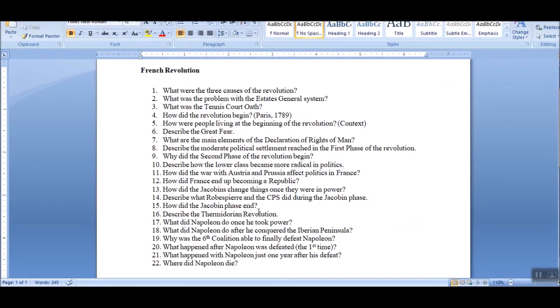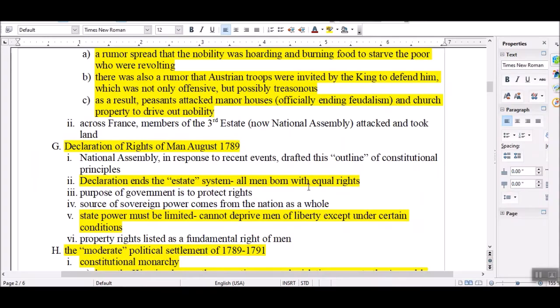The main elements of the Declaration of Rights of Man, you're really just looking at these highlighted sections. The Declaration ends the estate system and establishes all men born with equal rights, and that state power has to be limited, and that men cannot lose their liberty except under certain conditions.